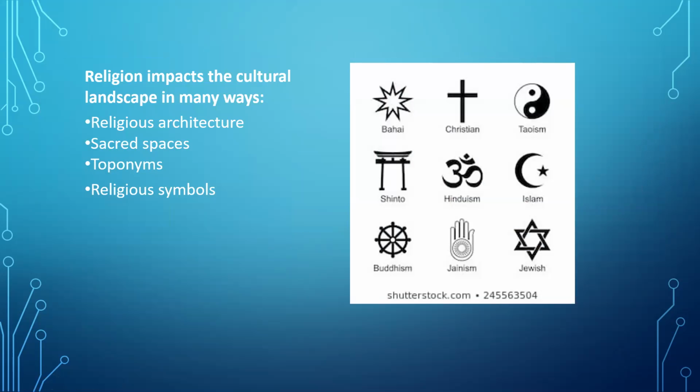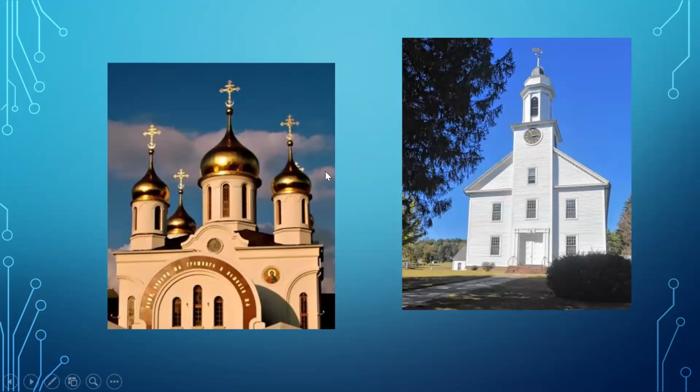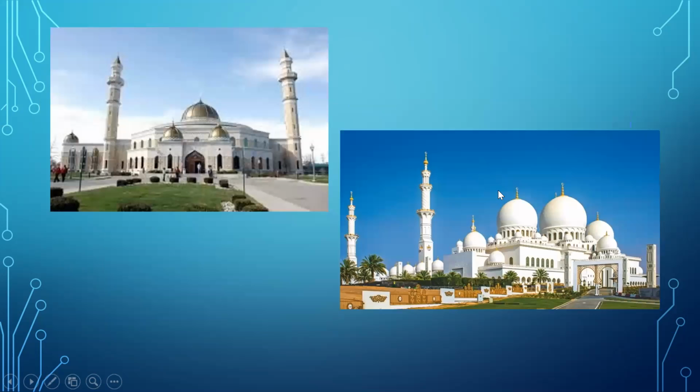Looking at the religious landscape as well, familiarize yourself with these symbols here. Know the different major religions in the world, specifically Christianity, Hinduism, Islam, Buddhism, and Judaism, because you can tell a lot through religious architecture, sacred spaces, toponyms and religious symbols. You'll be able to tell what a place is like if you can see that there's a Christian church or Christian architecture somewhere, because you'll see the crosses here. That's usually the biggest sign.